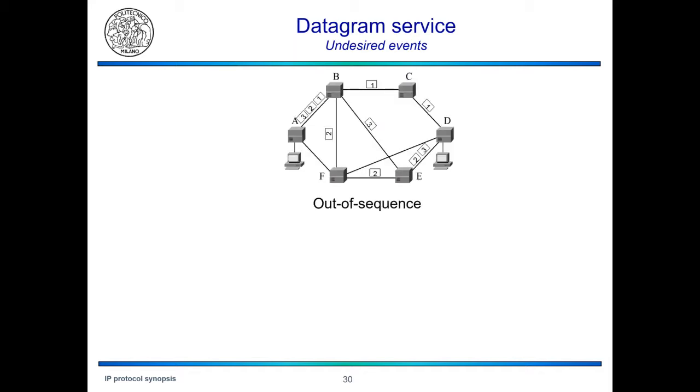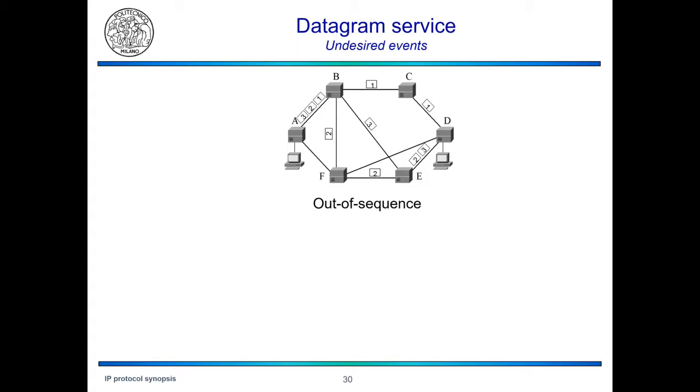Obviously, this implies that there are some drawbacks, as always in engineering. When you pay more, you have more advantages. So the drawbacks are the following. First of all, since packets may follow different paths, you may have out of sequence delivery. So in this example, that is similar to the previous slide, you have the first packet that is going through B, and it will reach the destination following a path that is 3 hops long. So it's A, B, C, and D.